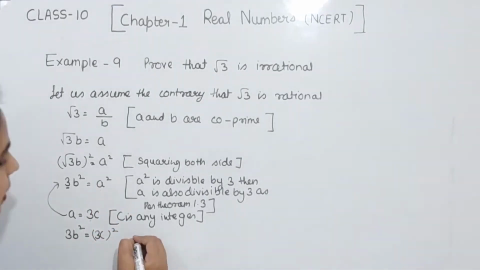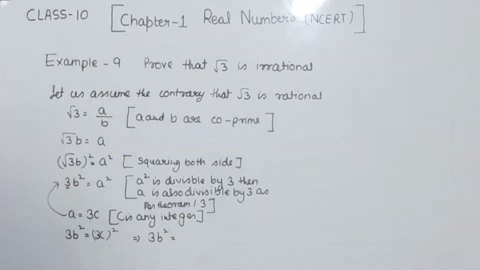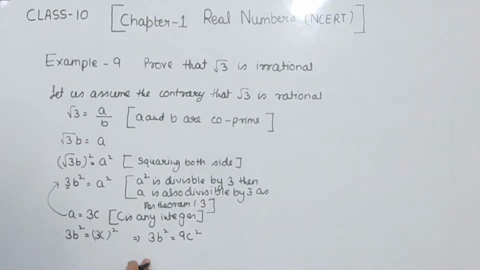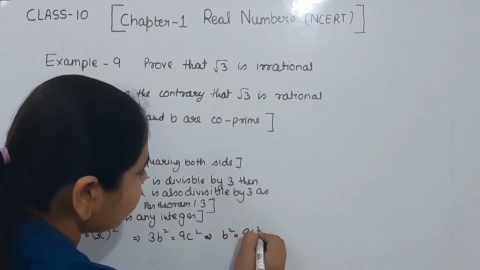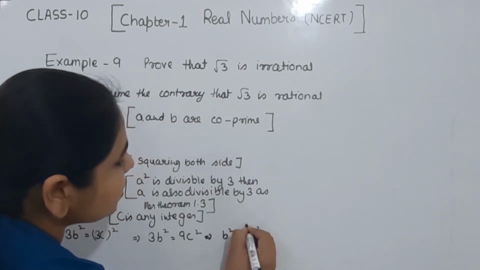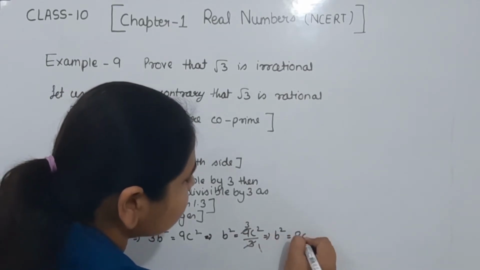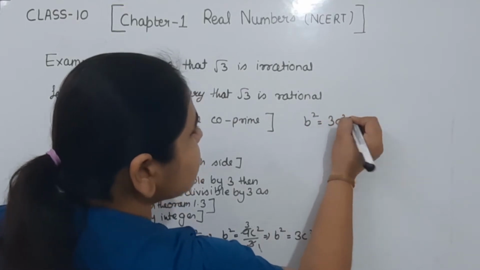Now I am going to solve this one. So 3b square is equal to 3 threes are 9, and c square. Now we are going to transpose this 3 from the left hand side to the right hand side, so it will divide. 3 ones are 3, 3 threes are 9. So this one gives b square as equal to 3c square. So we write here b square is equal to 3c square.